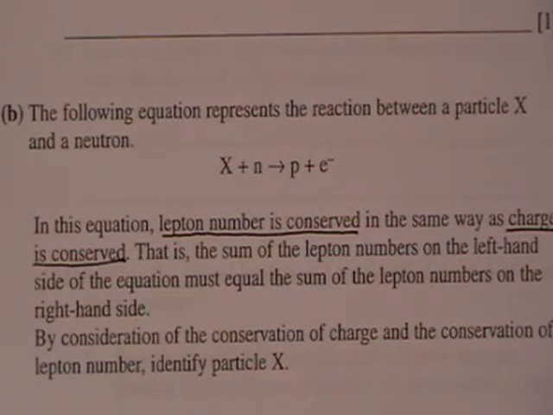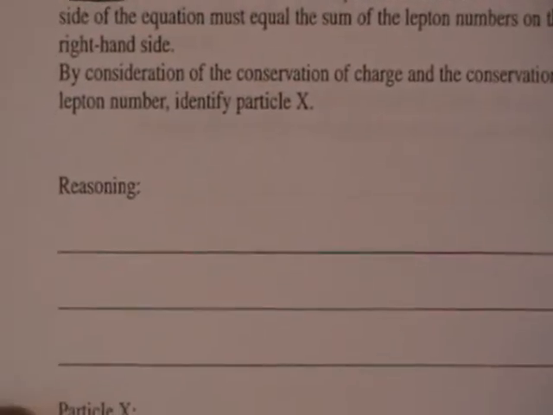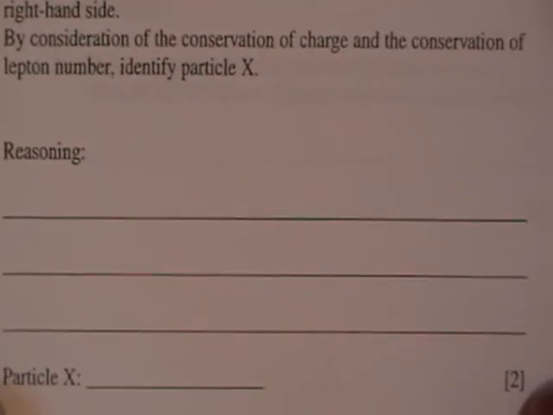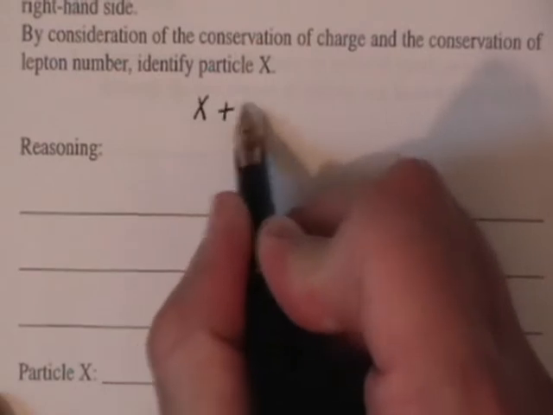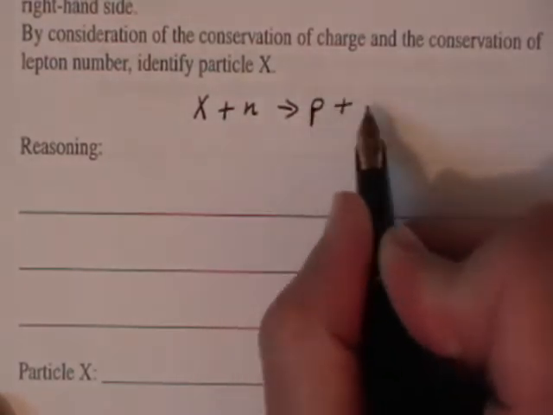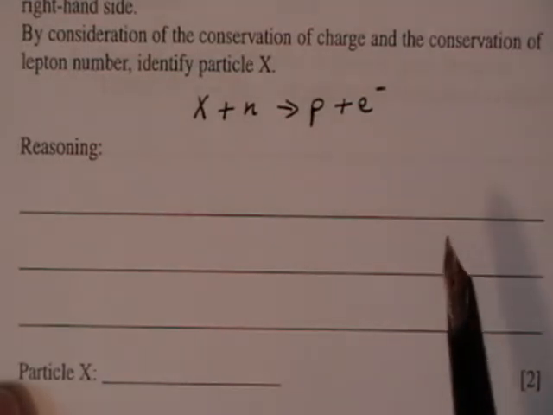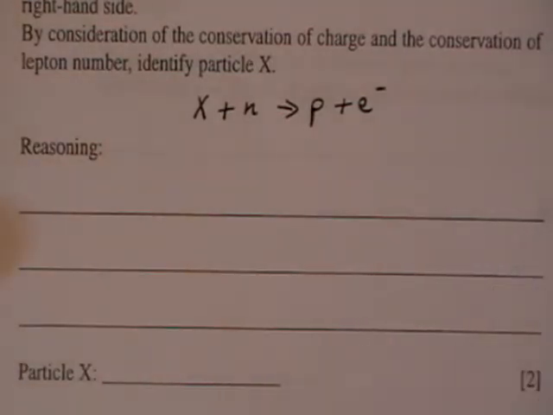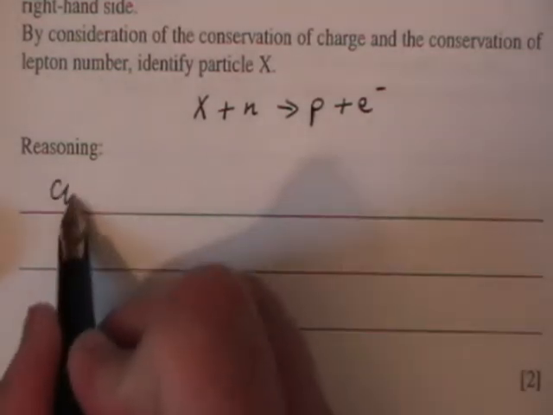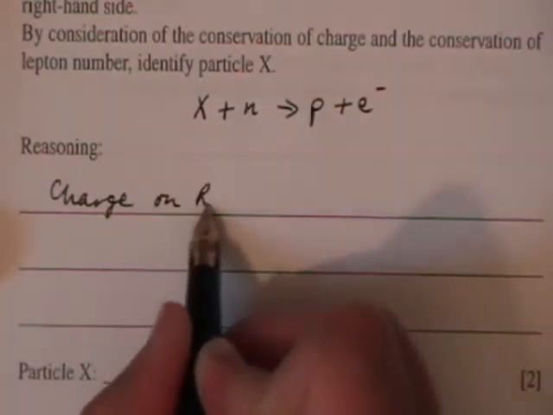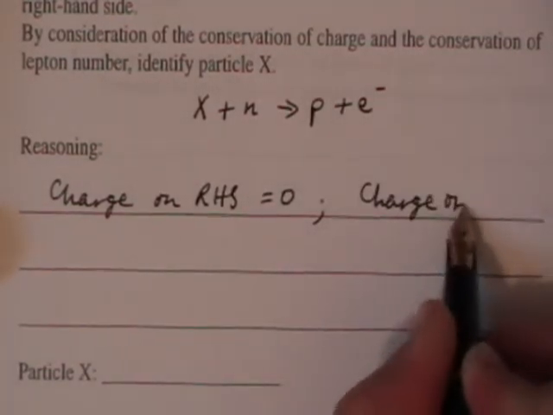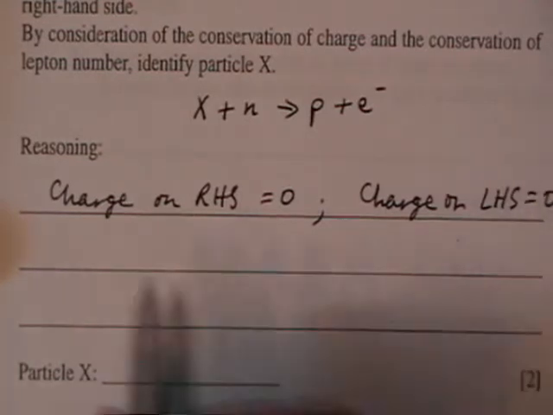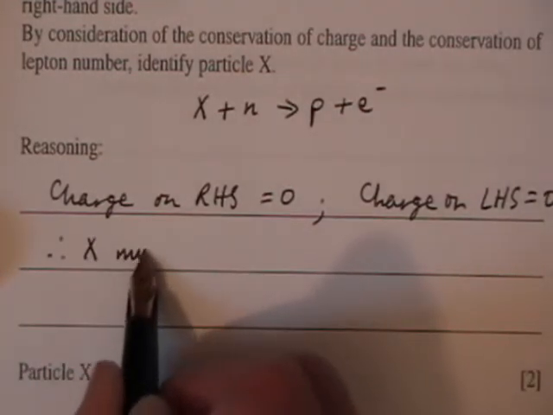Right, so I'm just going to copy that equation down here so we can see it. The equation is X plus n going to p plus e minus. What I know so far is that the charge on the right hand side equals 0, so the charge on the left hand side must equal 0. Therefore X must be neutral.